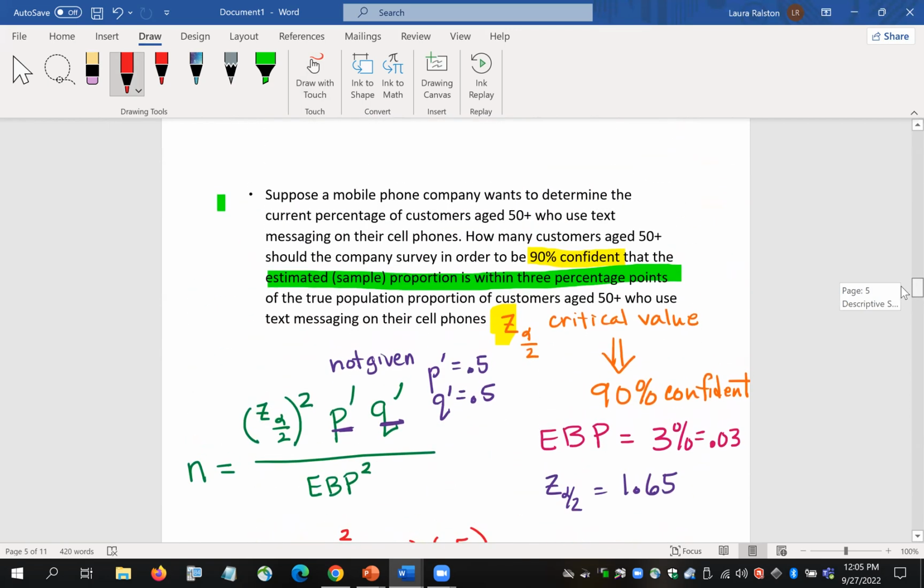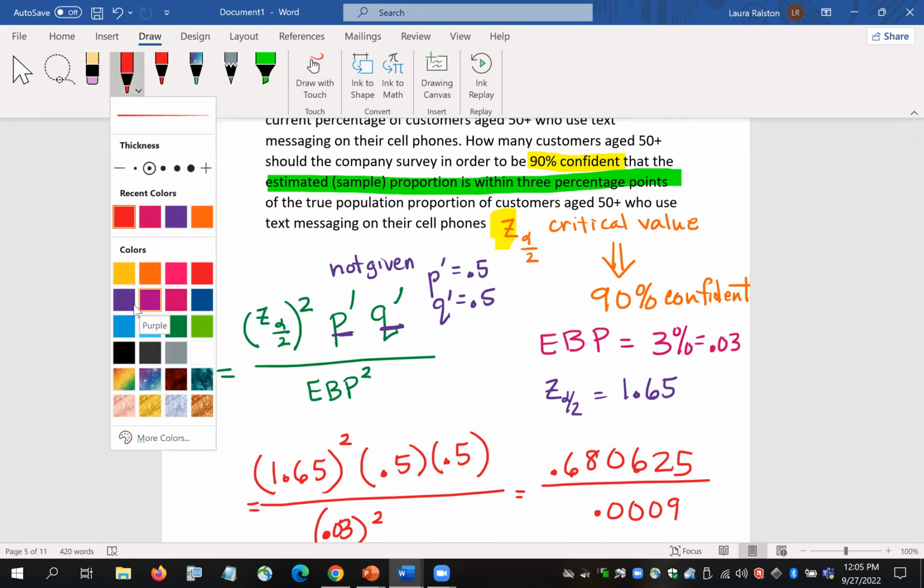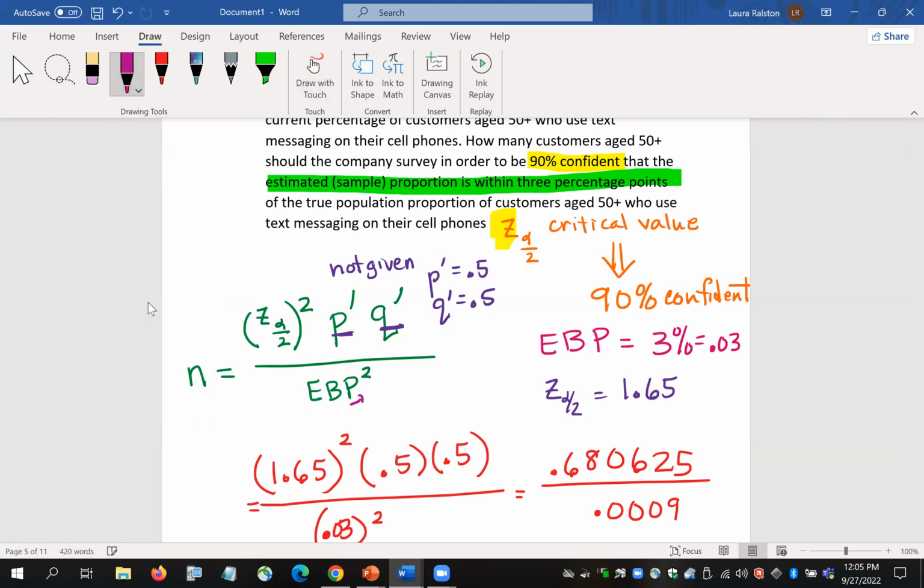All right, let me go back. Let me backtrack and show you where Miss Ralston made her mistake. It does say 3 percentage points. Okay, but remember that's percentage. So this is 3%. So I need to convert 3% to a decimal. So let's make a little note here on this formula and say that this needs to be in decimal form. Your error bound for the percentage needs to be in decimal form. It was stated kind of in whole number form, and that's where I made my mistake.